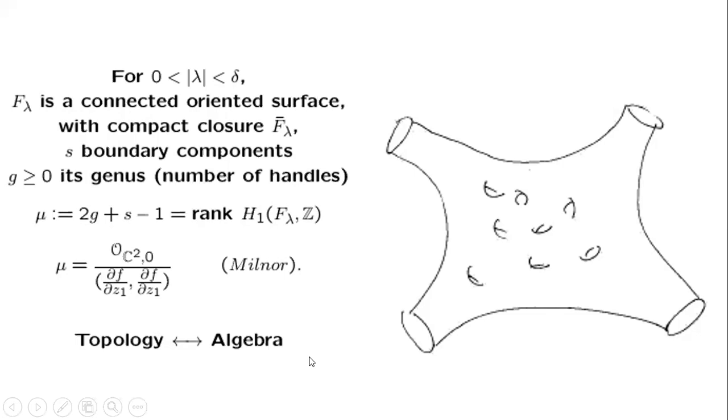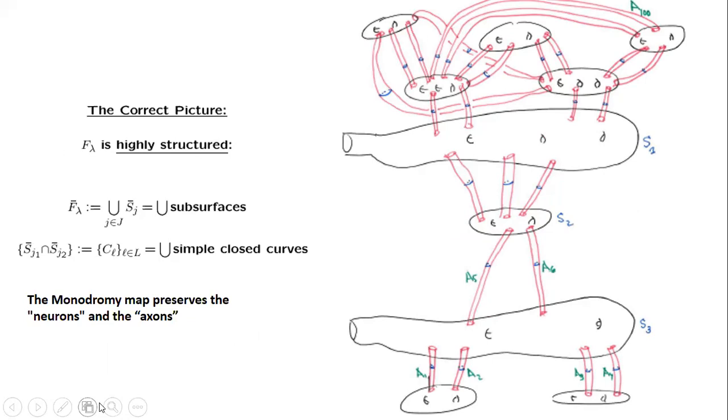Now, I want to convince you that the correct picture to think of is this one which I am drawing for you. It is not like the previous one. This fiber is highly structured. It has this number of components at the boundary, which is given by the factorization over zero. But then inside is some surface of genus g, and this genus g is a highly structured set, as I will show.